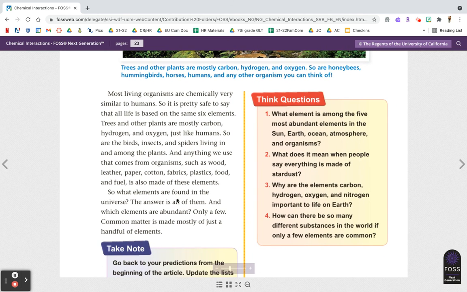So, what elements are found in the universe? The answer is all of them. And which elements are abundant? Only a few. Common matter is made mostly of just a handful of elements.